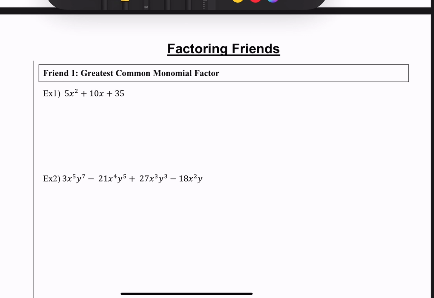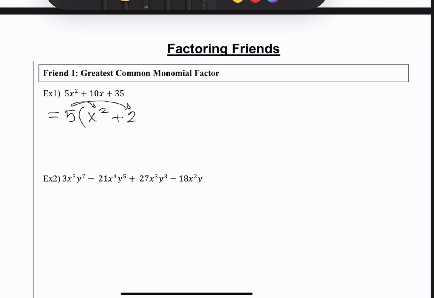They all have a 5 in common. So I would undistribute the 5. And then to get the remainder of what's left, I'm going to think to myself like I'm undistributing. So 5 times what gives me 5x squared? X squared. Because if I distribute those, I get 5x squared. And 5 times what will give me the second term of 10x?